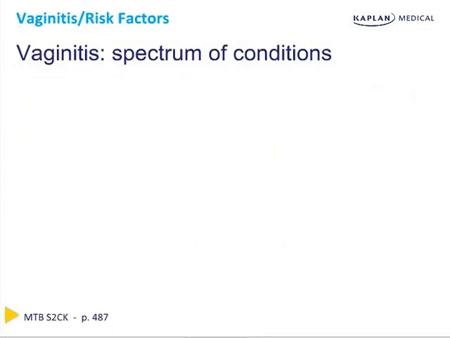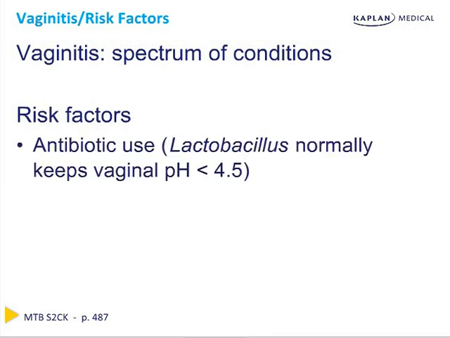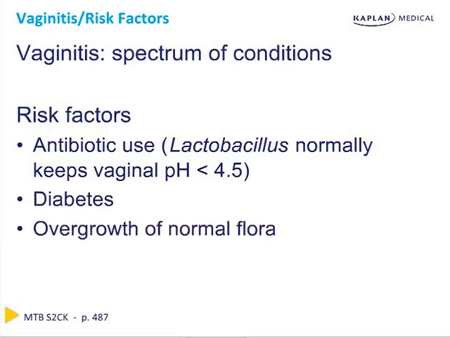Vaginitis is a spectrum of conditions that causes vaginal symptoms such as itching, burning, irritation, or abnormal discharge. Risk factors involve antibiotic use, which can kill off the normal lactobacillus that live in the vagina and normally keeps the vagina at a pH somewhere between 3.5 and 4.7. Diabetes is a risk factor, as well as an overgrowth of normal flora.